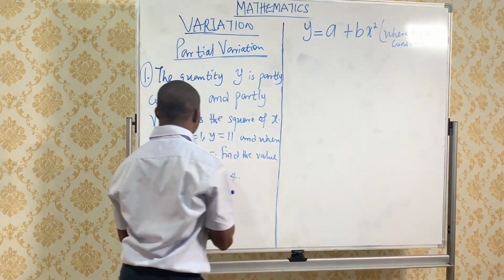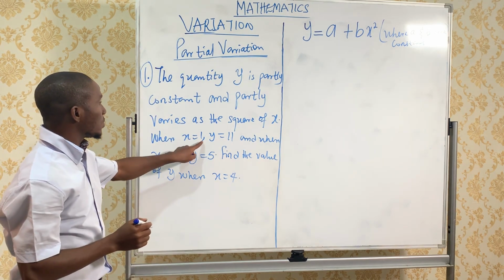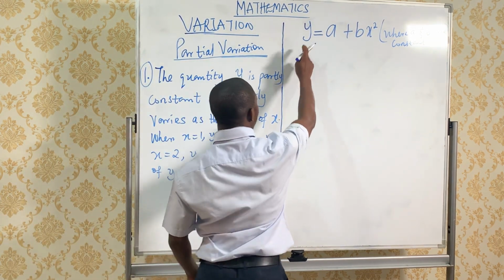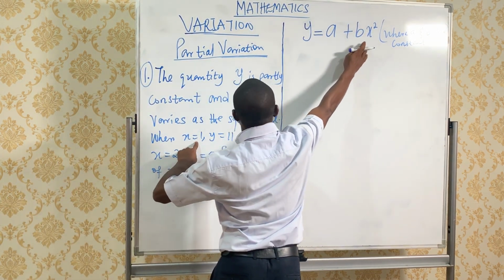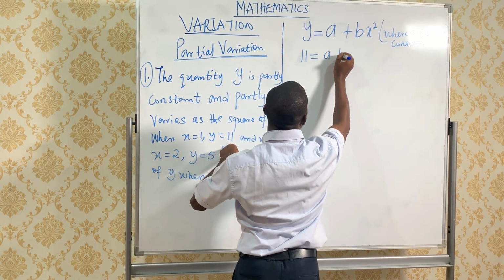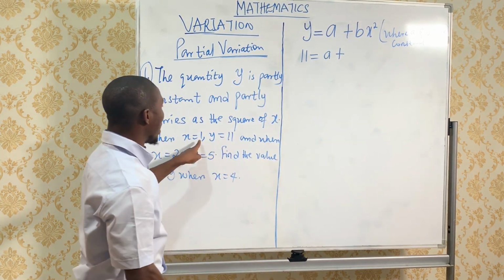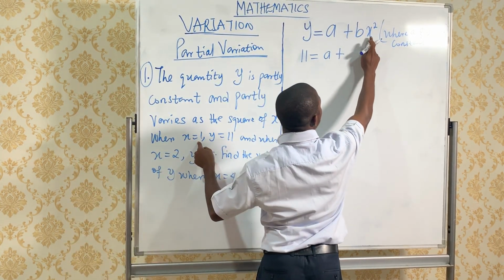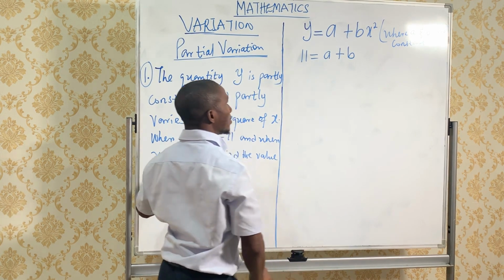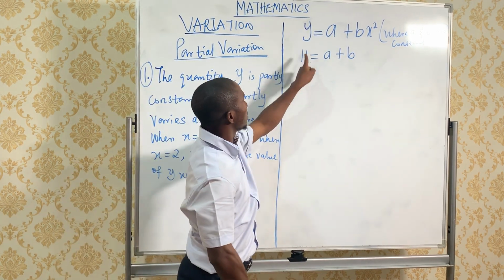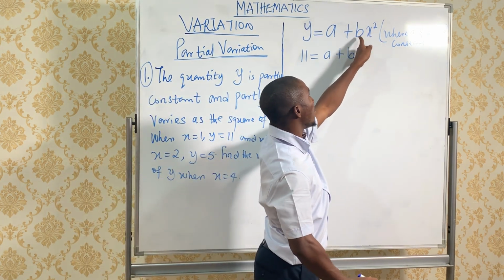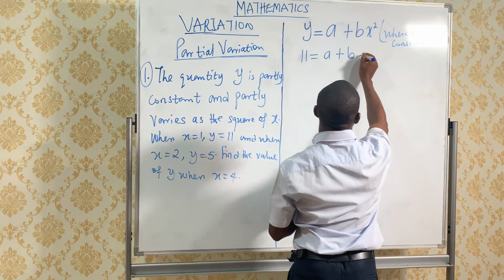Now, we are given that when x is 1, y is 11. This first statement, let's fill it up with this equation. When x is 1, y is 11. So 11 equals a plus, if we substitute 1 here, 1 squared will give you 1, times b is still b. So we call this equation 1.